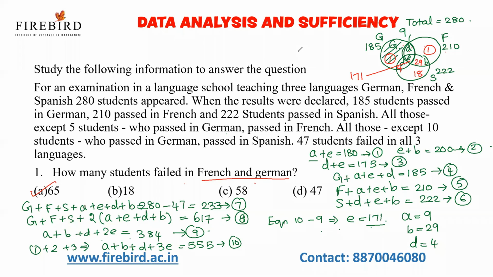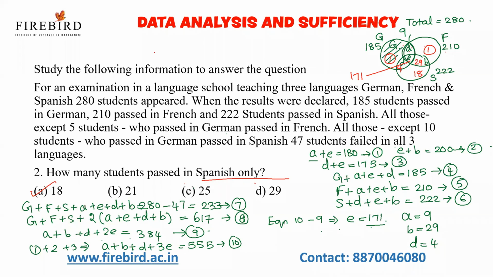Now, if I go to the next question. How many students passed in Spanish only? Spanish only, if you see the diagram itself, it shows 18, right? So 18 students. Option A is your answer. Right? Now see the next question.